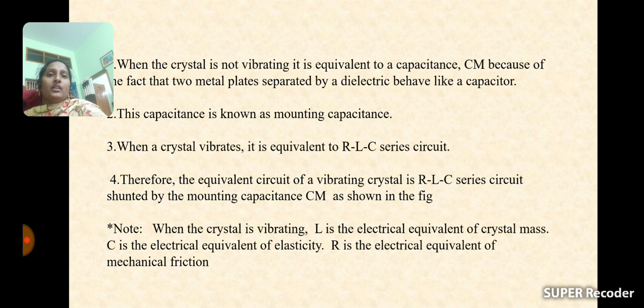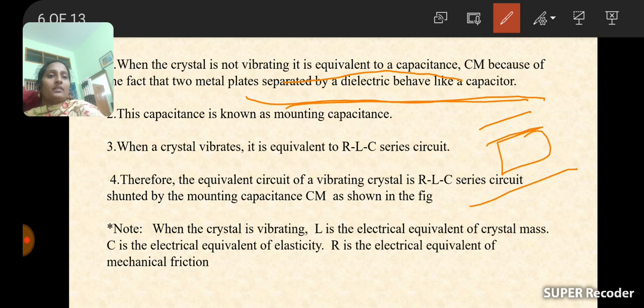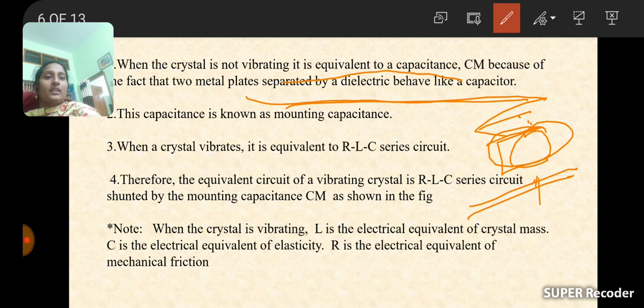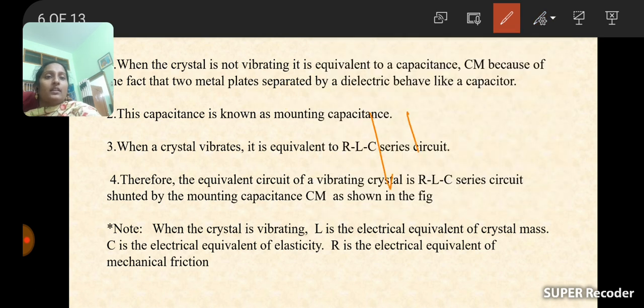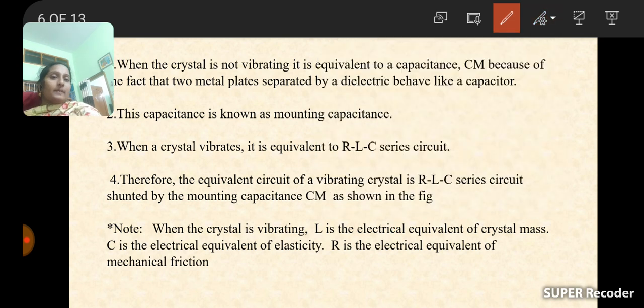And see here, when the crystal is not vibrating, it is simply equivalent to a capacitance, because two metals are separated by a dielectric medium. The quartz crystal looks like this: one metal plate, another metal plate, and the crystal in between, with some space between the two. So clearly it looks like two metal plates separated by a dielectric medium, so it works like a capacitor. This capacitance is known as mounting capacitance.